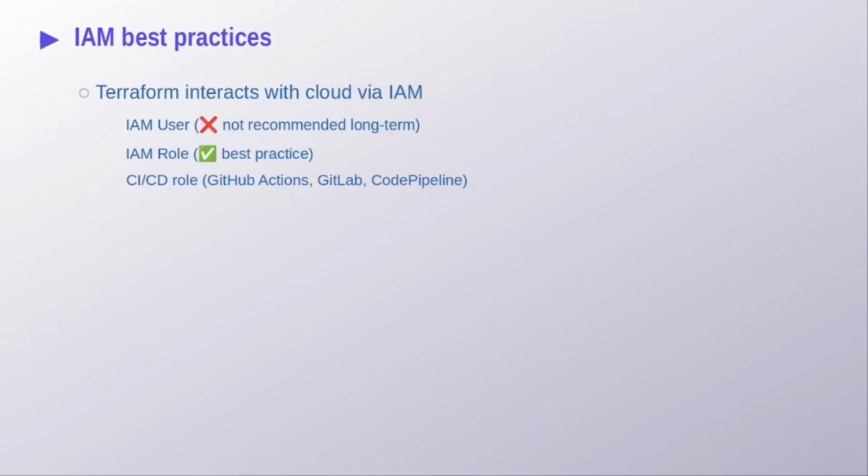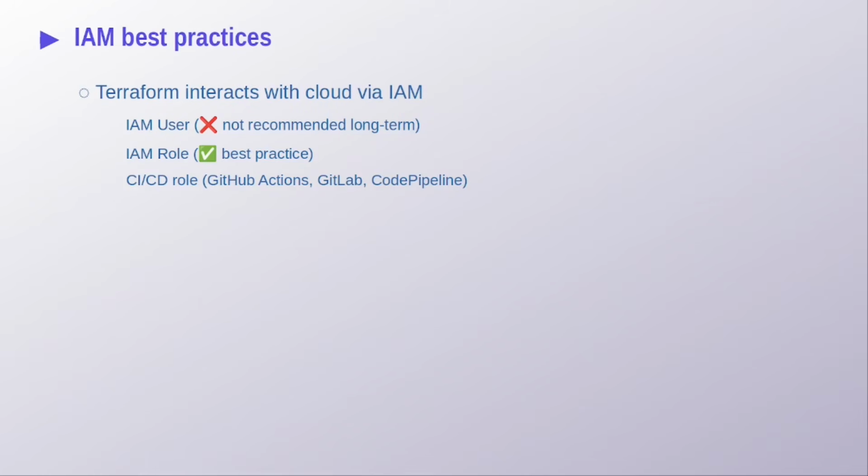Terraform interacts with the cloud via IAM. First, a very important concept: Terraform does not have its own permissions. Terraform can only do what IAM allows it to do. So if Terraform deletes your production database, it is not Terraform's fault. IAM allowed it.